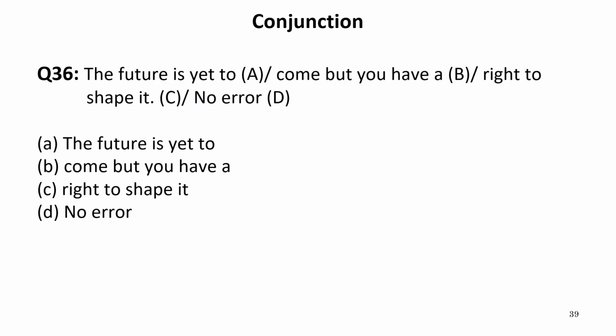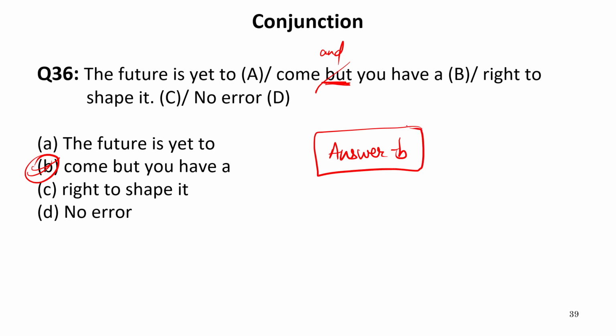Now, this is the last sentence of today's session. The future is yet to come, but you have a right to shape it. Now, whenever we have but in the sentence, it makes the sentence in contrast or it contrasts to the sentence. Therefore, this but is not suitable according to the sense of the sentence. It has to be replaced with and. The error is in part B. So our answer is B. And the correct sentence will be the future is yet to come and you have a right to shape it. So this was the last sentence of today's session.